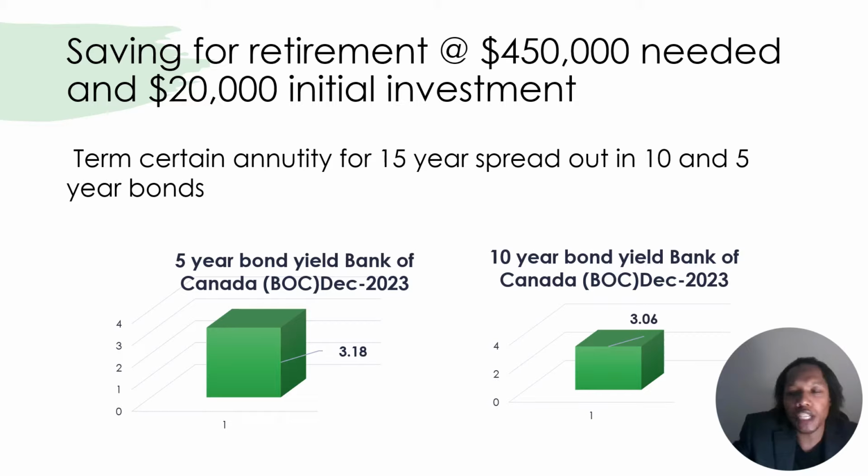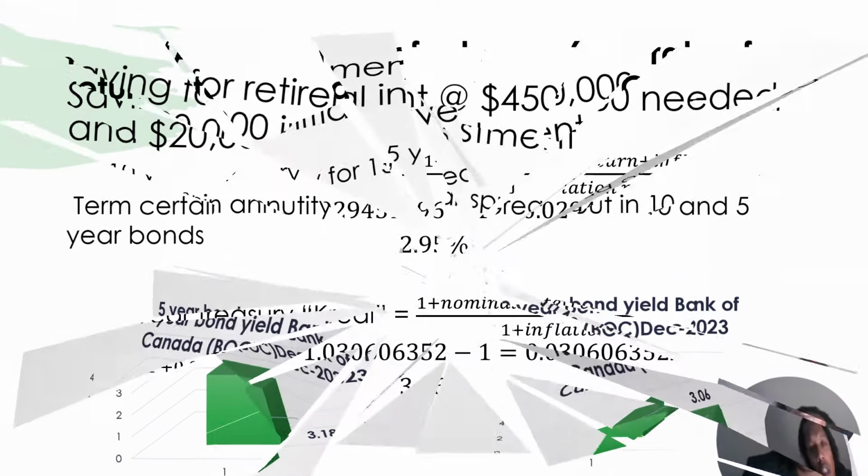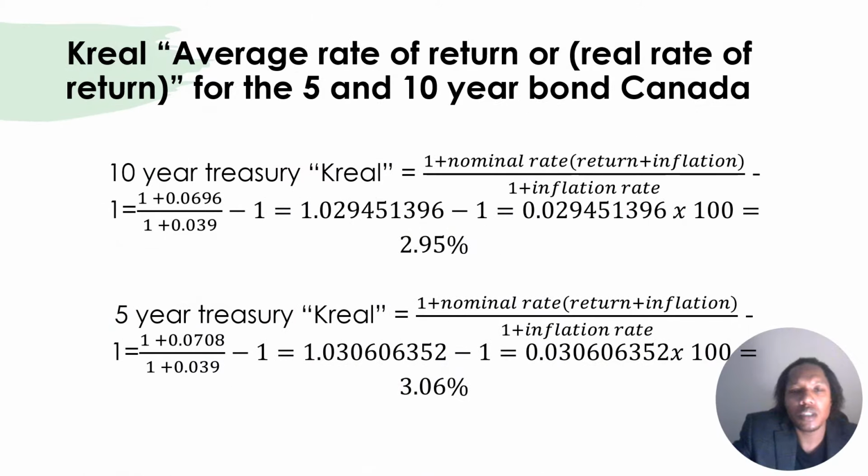These numbers on these bonds are useful in calculating a $450,000 retirement need with a $20,000 investment in a term certain annuity. This note dictates the average rate of return yield on the bond in the previous slide. This is a measure telling you what return yield you'll actually be receiving so you can plan correctly for retirement needs.